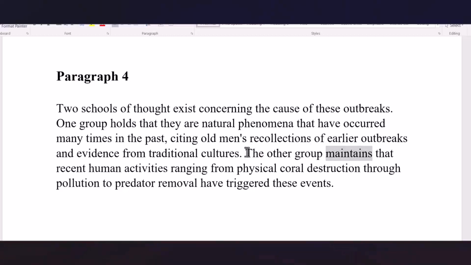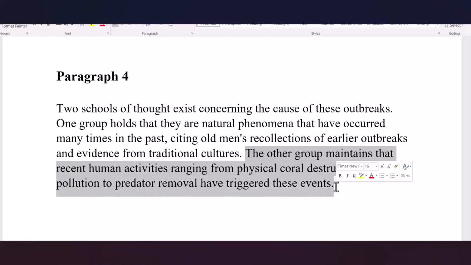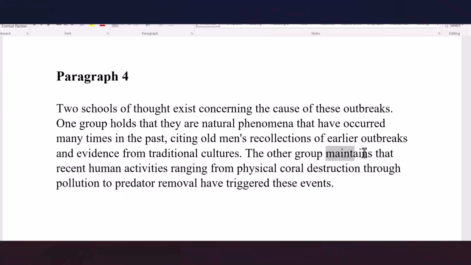The last sentence in this paragraph: the other group maintains that recent human activities ranging from physical coral destruction through pollution to predator removal have triggered these events. In this sentence, the main verb is maintain. Maintain has a common meaning: to keep something, to continue something. But in this sentence, it means to claim something.